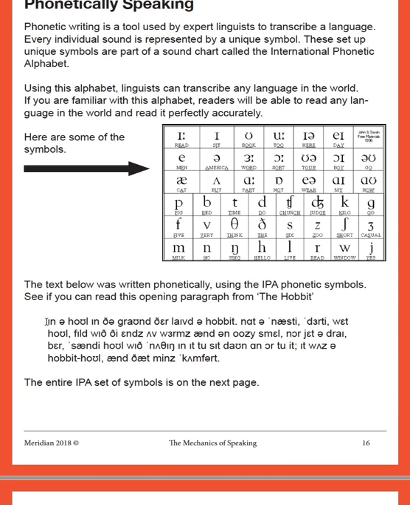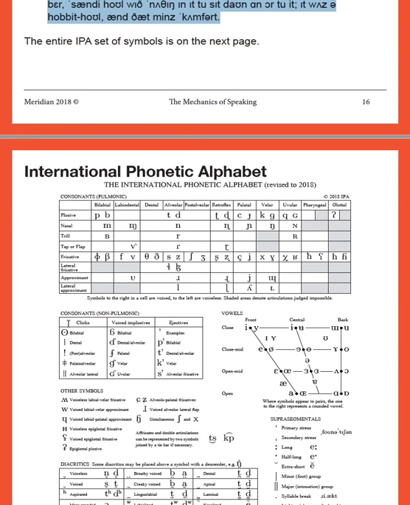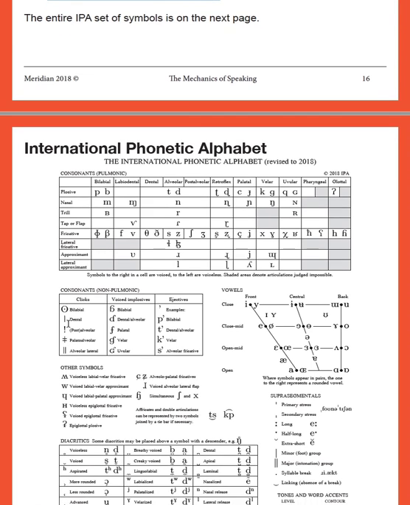And you can see in this text below here, this has all been written in phonetics. See if you can read it. It's the opening paragraph from the novel The Hobbit. And here are all the sounds, all the letters that the International Phonetic Alphabet uses, and it's linguists that use it to capture exactly how language is spoken.